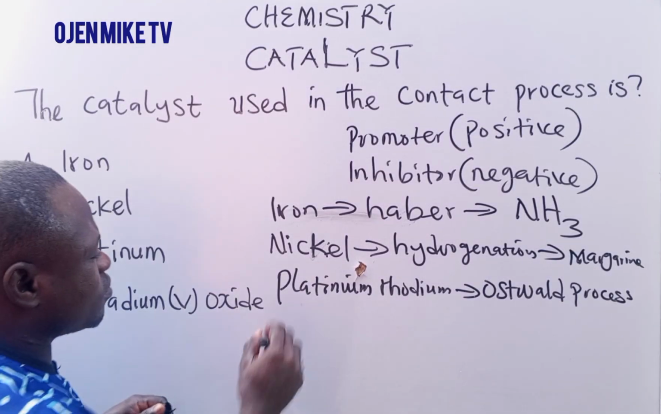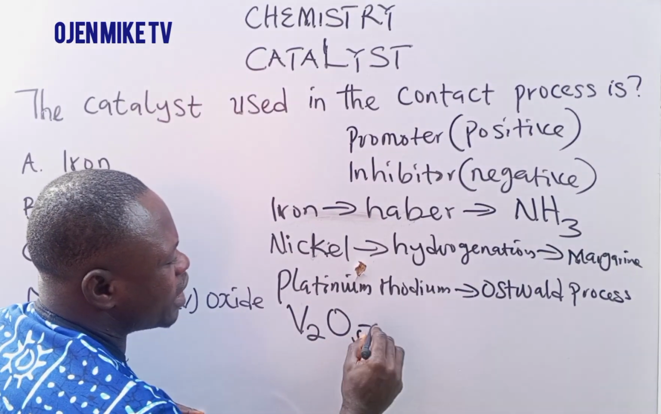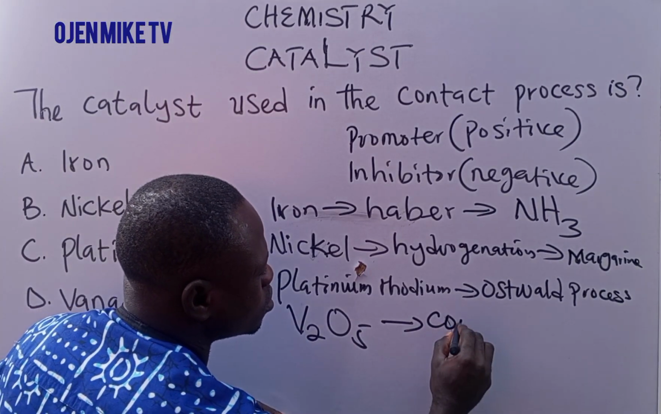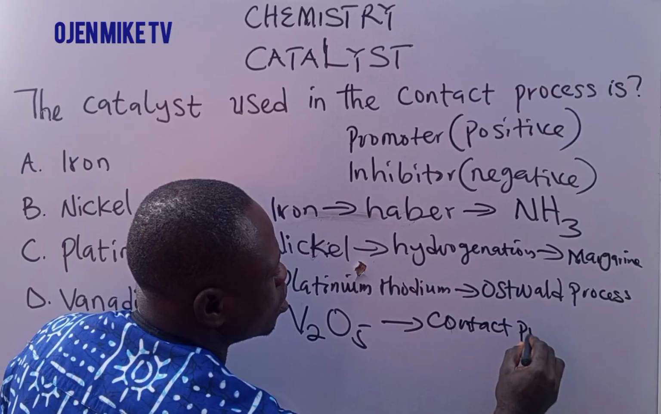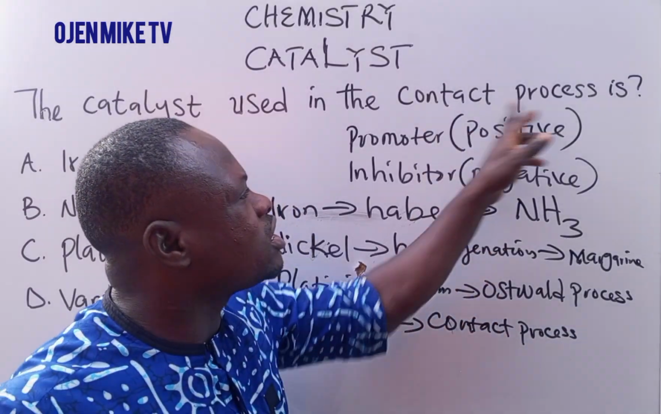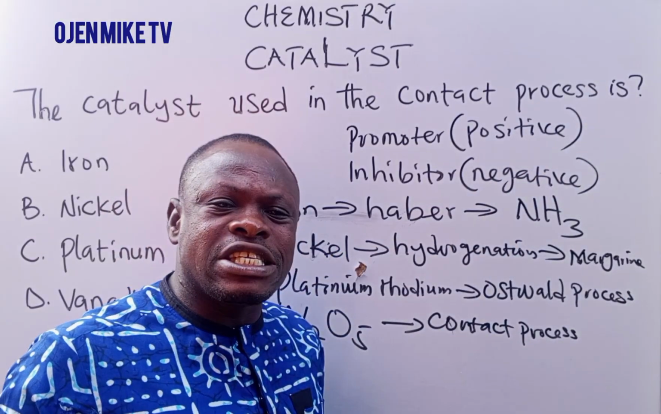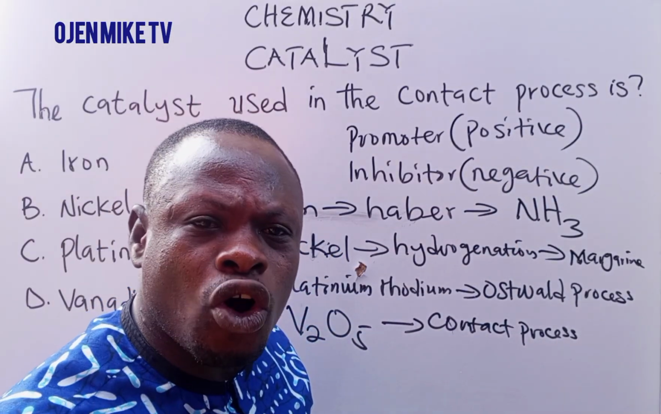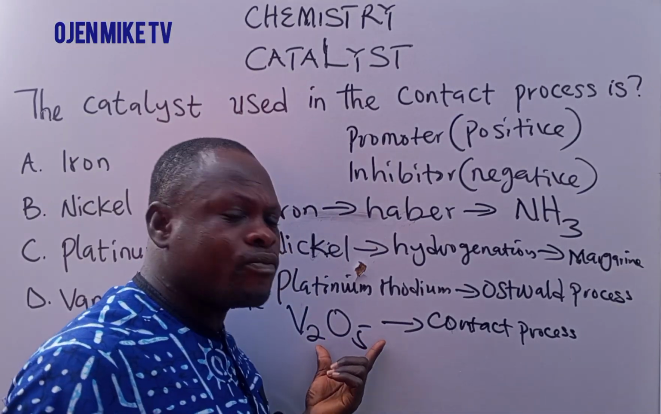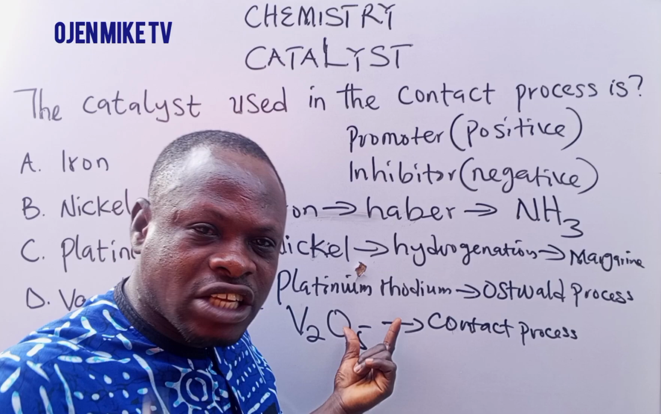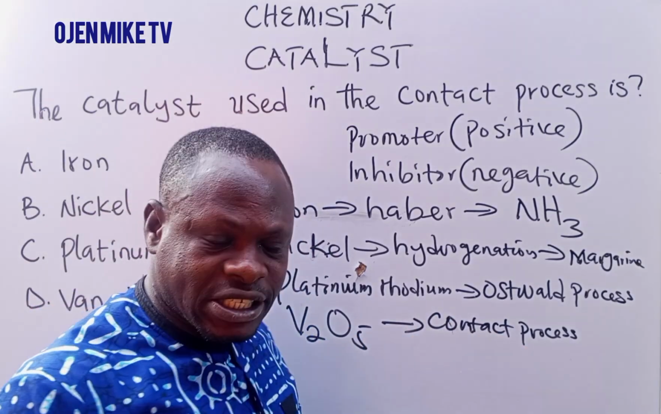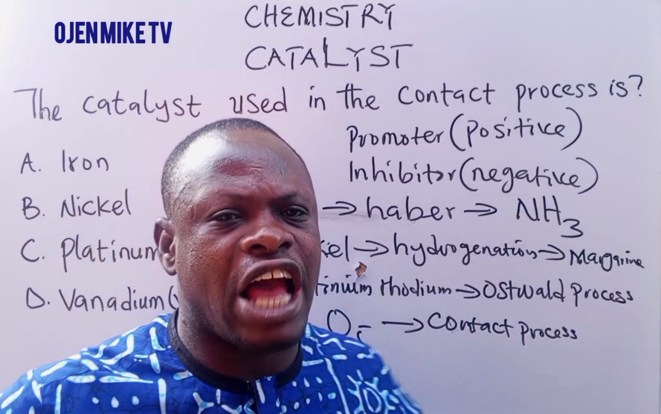Now let's go to vanadium(V) oxide. Vanadium(V) oxide is used in the contact process. The contact process is a process used in the manufacturing of sulfuric acid. The catalyst used is vanadium(V) oxide. So vanadium(V) oxide is a catalyst used in the contact process, that is the manufacturing of sulfuric acid.